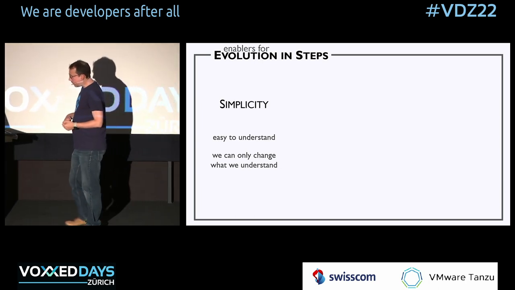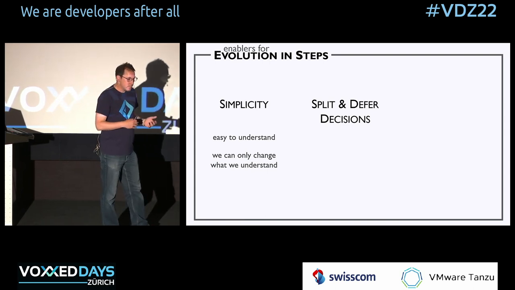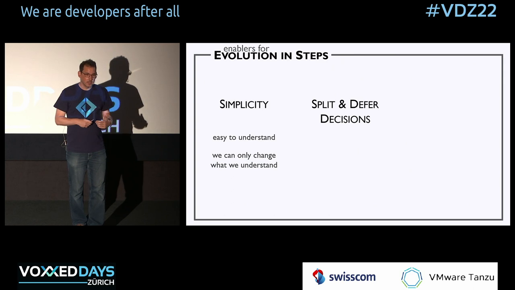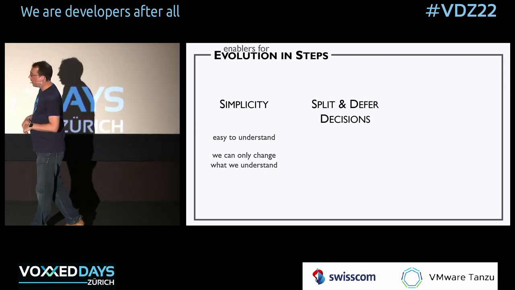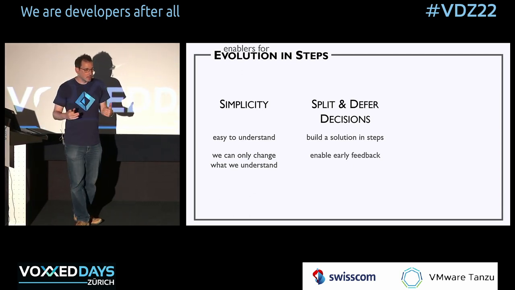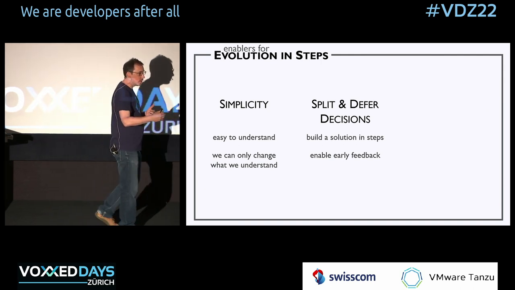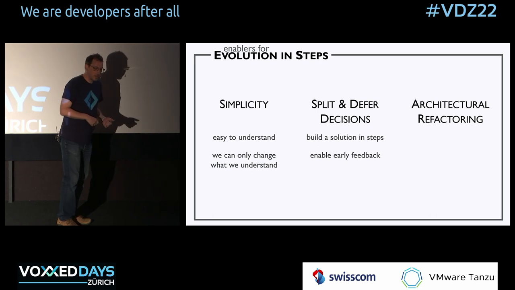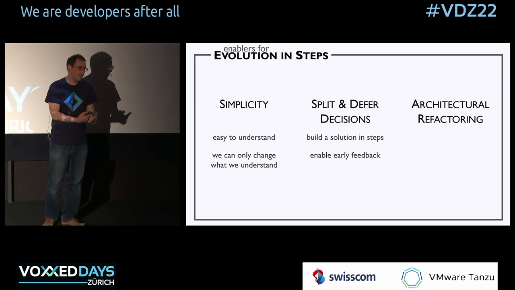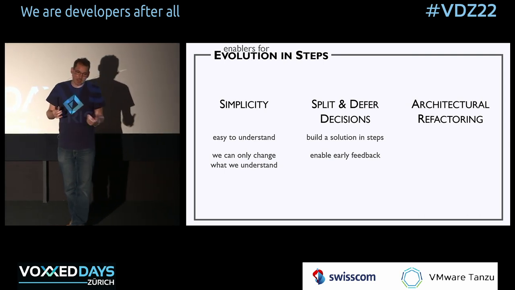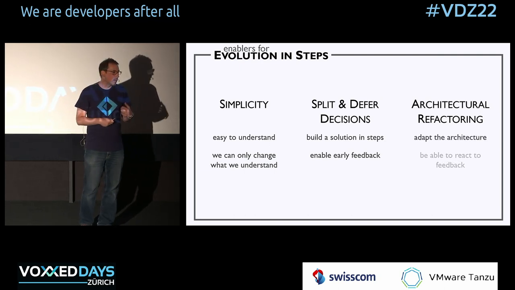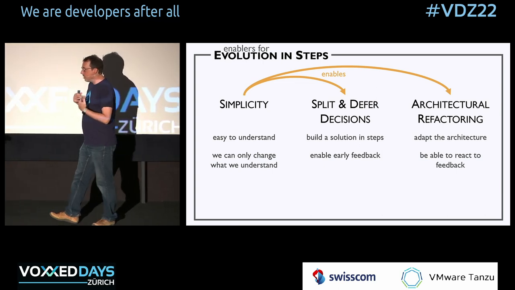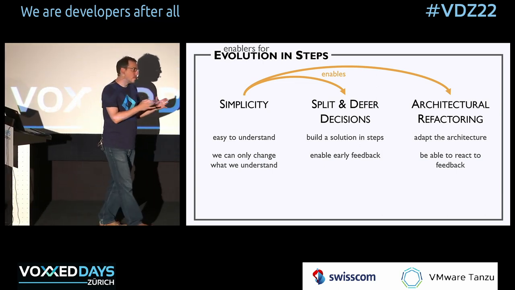More about simplicity later. The second enabler is splitting and deferring decisions, design decisions, architectural decisions. So we don't design everything at the beginning, but we make a lot of steps, even in the design. This enables us to build a solution in a lot of steps and to deploy them, to show them, and to get feedback on what we did up to now. And the third enabler is architectural refactoring. When the feedback comes in, we should be able to react to it. It doesn't help much if you get a lot of feedback and say, but we can't change that anymore. So we have to build an architecture that can be refactored. And for me, simplicity is also the basis to enable the other two enablers.